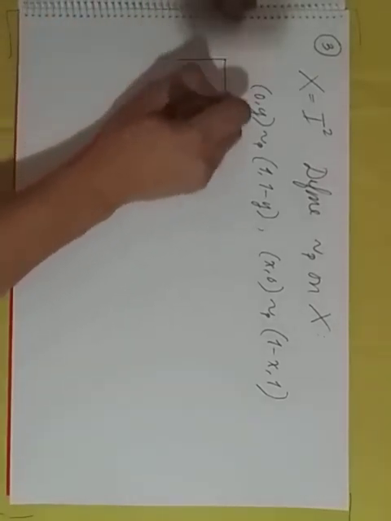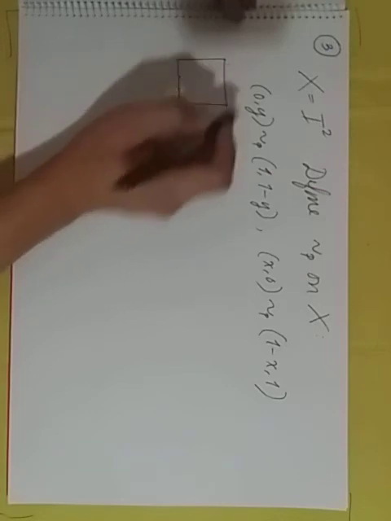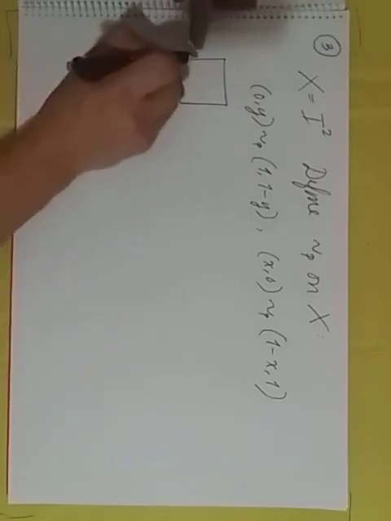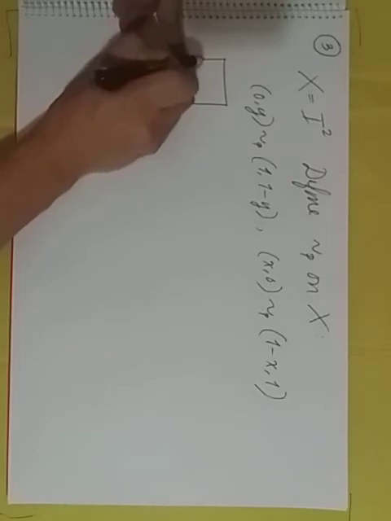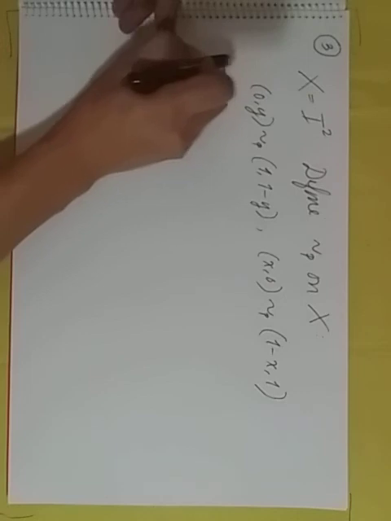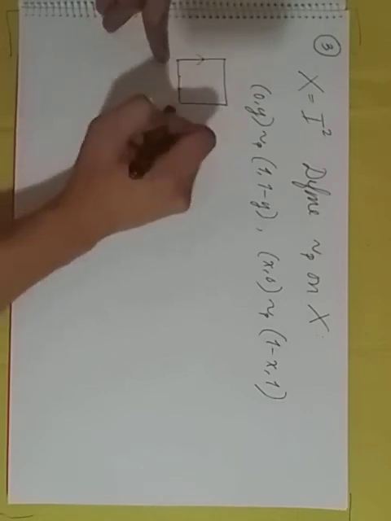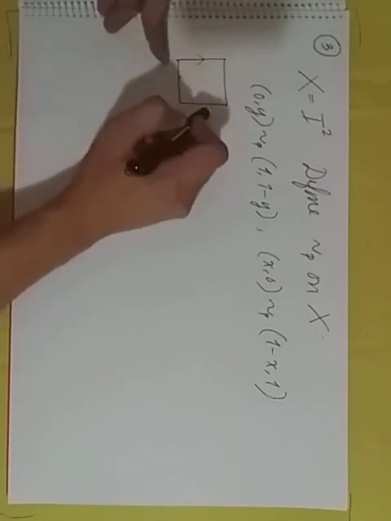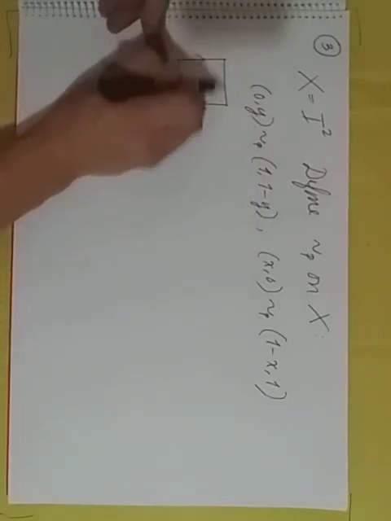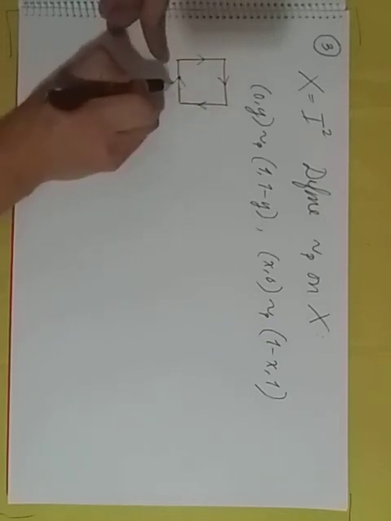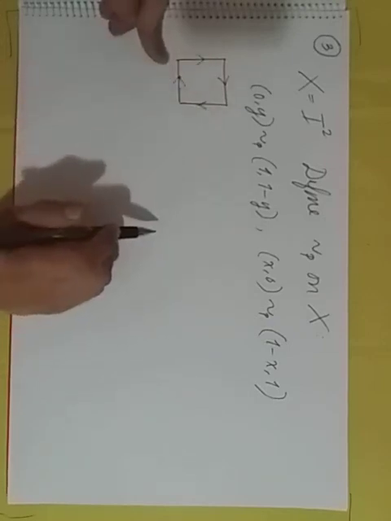So again, we start with the unit square. Tapos we identify this edge with this edge, pero in an opposite orientation. Pas ganun din dito, we identify this edge with this edge but in an opposite orientation. Maliwanag?